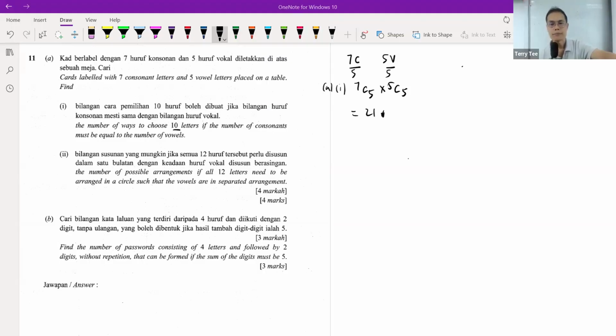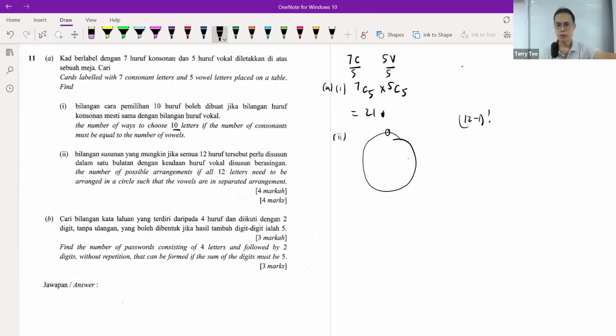All right. Next, Roman 2. Find the number of possible arrangements if all 12 letters are to be arranged in a circle such that the vowels are in separate arrangement. First of all, I need to think this way, right? Normally when you arrange in a circle, let's say I have 12 cards and I arrange them in a circle, the formula is actually 12 minus 1 factorial. Now, why do we minus 1?